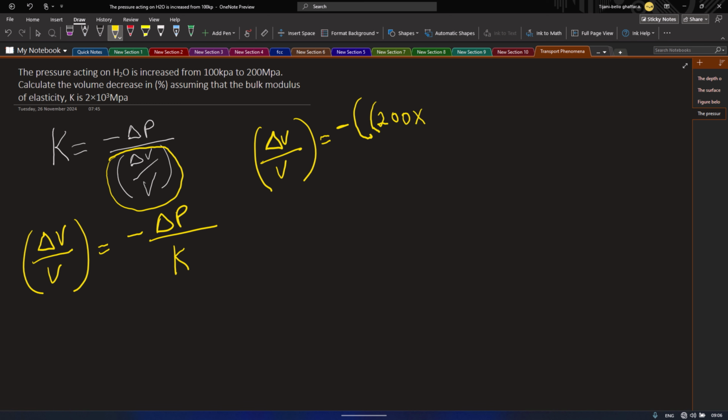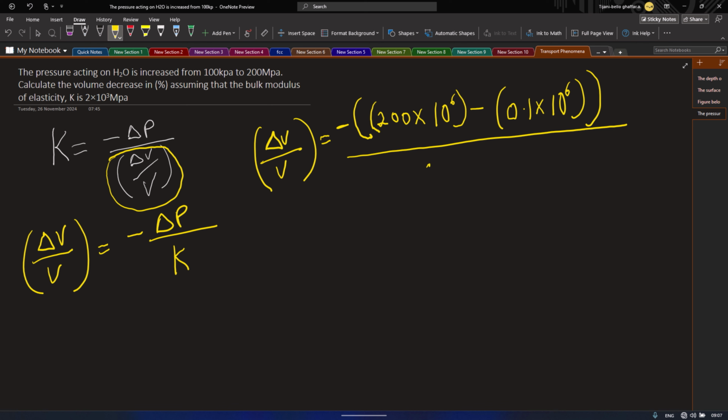200 times 10 raised to the power 6, minus, now I'm not going to use 100 kilopascal, I'm going to change it to megapascal, which is going to be 0.1 megapascal, so 0.1 times 10 raised to the power 6, close the bracket. So remember, this minus is outside. Some of you might be thinking, why did I change to megapascal? Because I want all of my equation to be in megapascal. So down here, my bulk modulus is going to be 2 times 10 raised to the power 3 times 10 raised to the power 6, right?